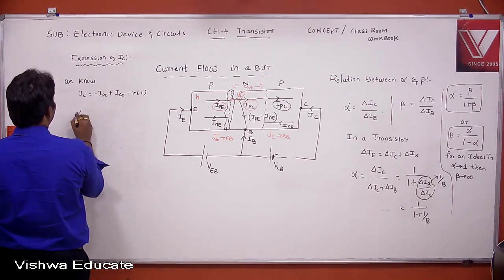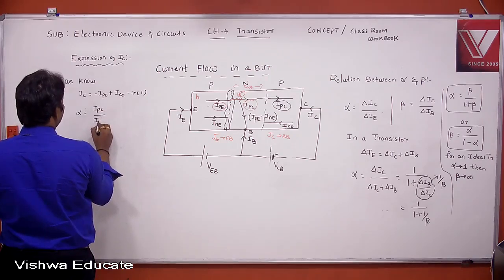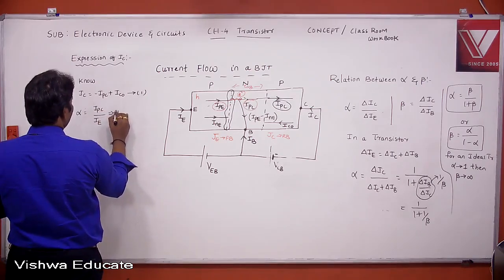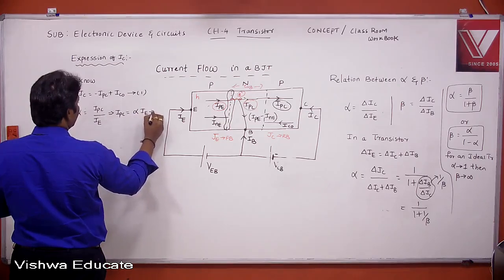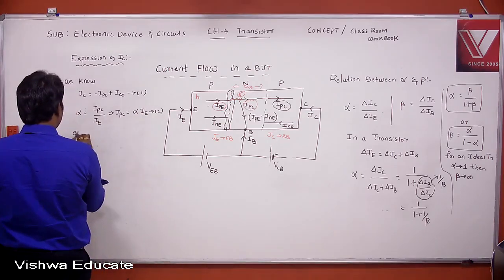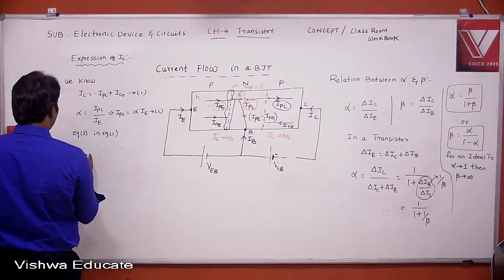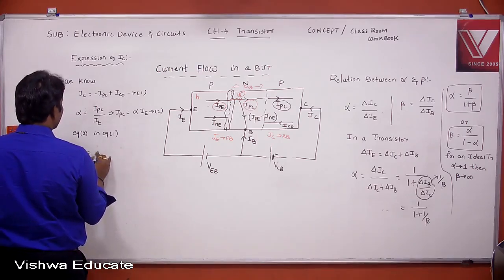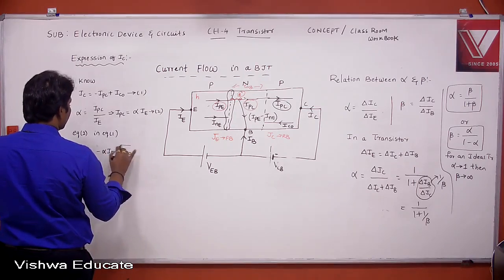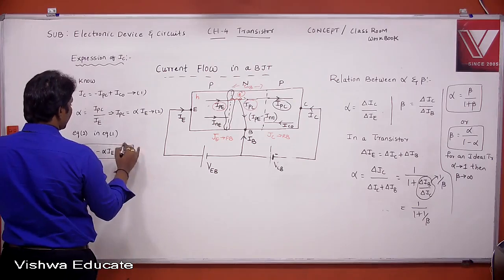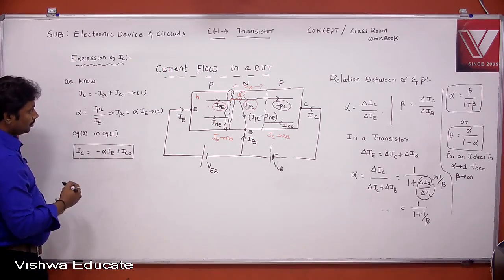Similarly, what is alpha actually? Alpha is nothing but IPC by IE, right? So from this, what is IPC here actually? IPC is nothing but alpha into IE. This is equation 2. Substitute equation 2 in equation 1. Then what is the collector current actually? IC is equal to minus alpha into IE plus IC naught. This is one expression of IC in terms of alpha.